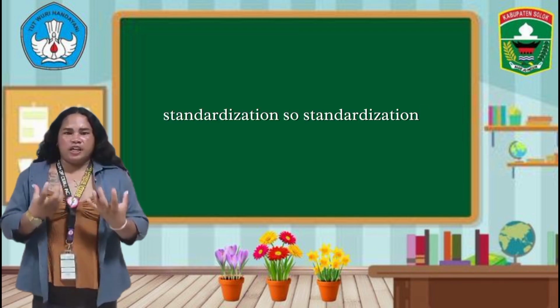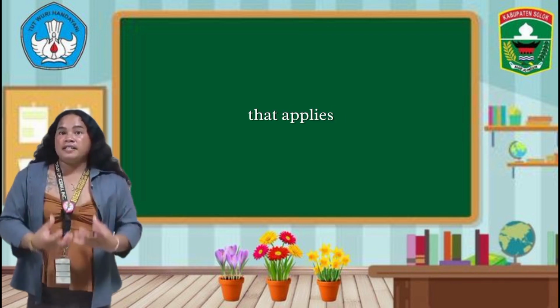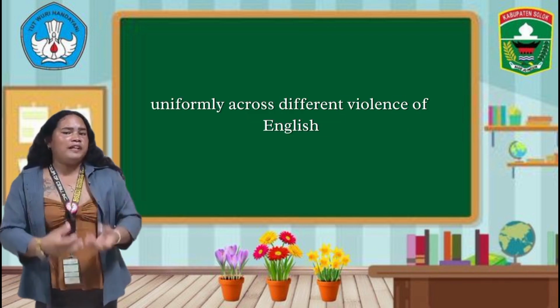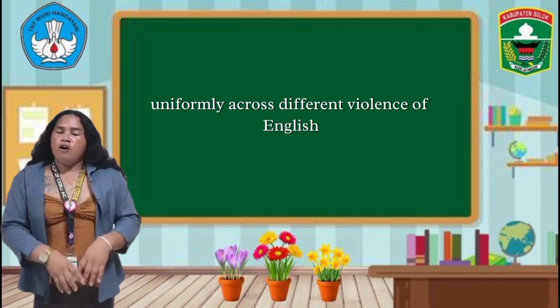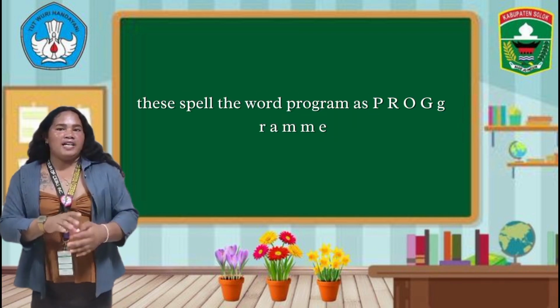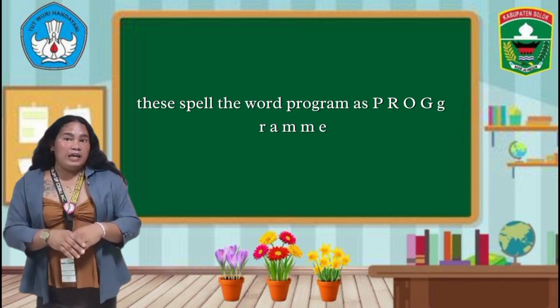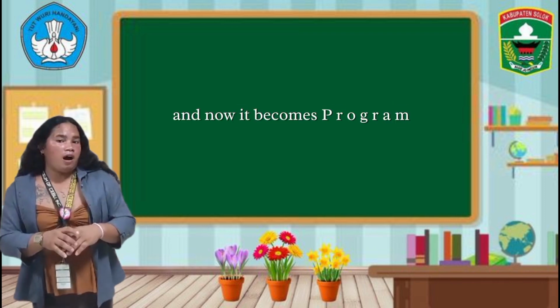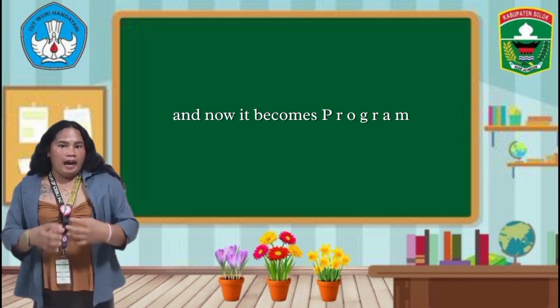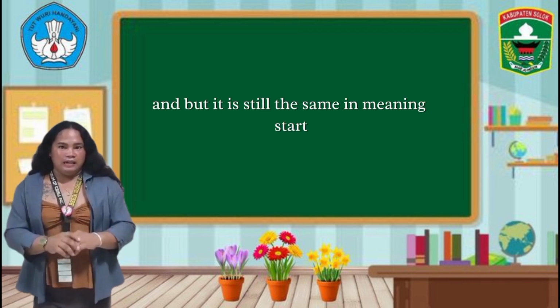Standardization. Creating a standardized spelling system that applies uniformly across different dialects of English. For example, program. They spell the word program as PROGRAMME, and now it becomes PROGRAM. But it is still the same in meaning.